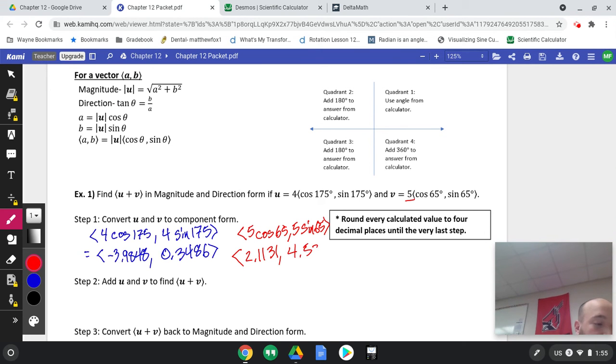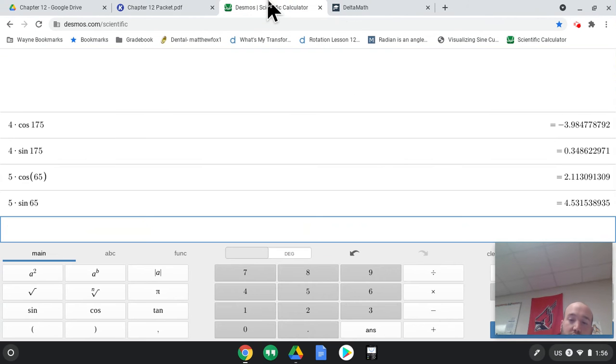All right. Now, we have our 2 vectors in component form. Step 2, we need to add those together. So I could write this out but since they're just decimals, okay, they're not hard, I'm just going to use a calculator. So I'll add the x components first. So negative 3.9848 plus 2.1131.